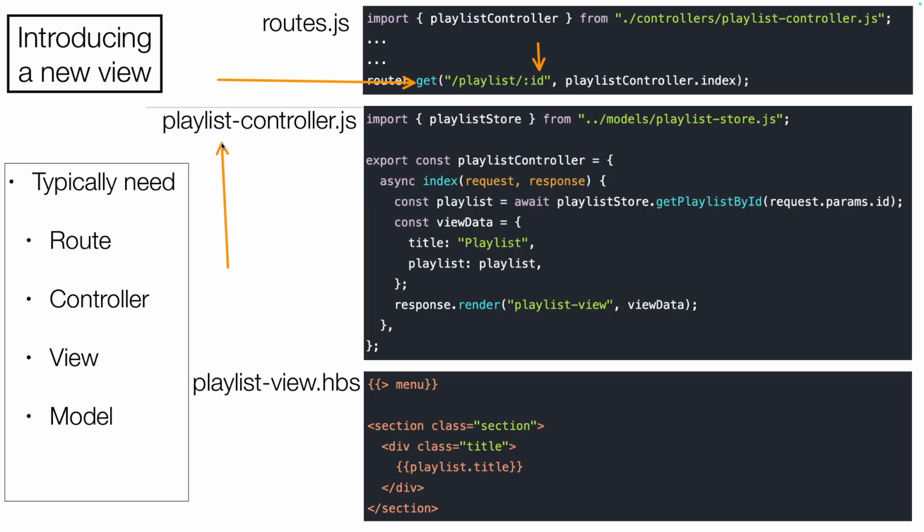So if we have our playlist controller, we're going to import a playlist store, which already exists. And we will get our playlist by ID, and we pass in request.params.id. You can see that matches up with what's here. We will get some data for our view and pass it to our playlist view. And if we take a look at our playlist view, right now we just have a title, the playlist title within a section, and our menu partial sitting on top.